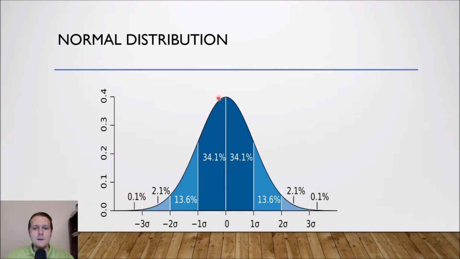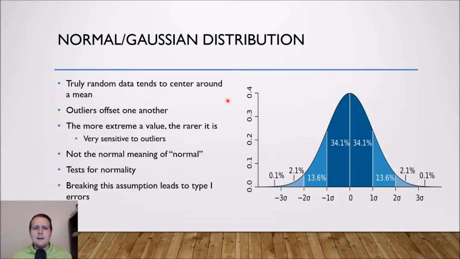Remember that as you get to more and more extreme values, they should become less and less common because, again, outliers tend to cancel each other out and people tend to regress back towards the mean, right? This is how we come up typically with normal values for labs and things like that. Now, again, as I mentioned, the truly random data should center around this.